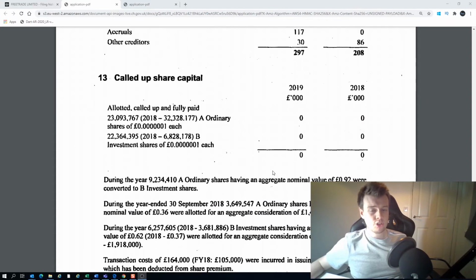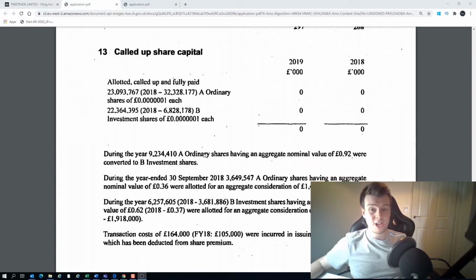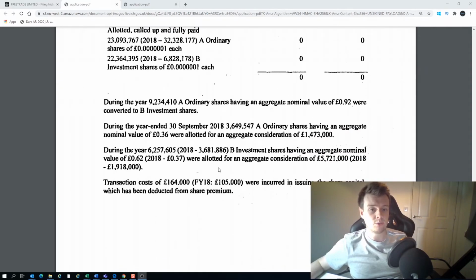We then got lots of information around shares being issued, and I guess whether there were new shares being issued. Now, Freetrade did actually issue more shares through a CrowdCube share raise effectively. So that's where a lot of these additional shares will have been obtained from.